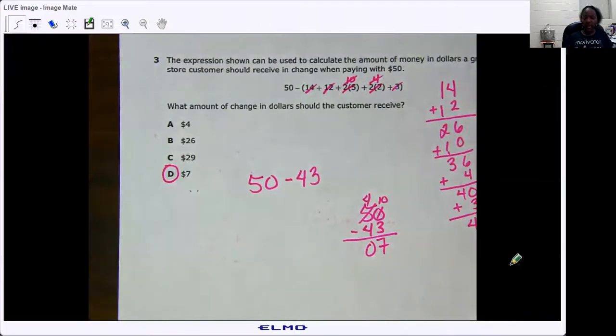All right, ladies and gentlemen, that was our review on adding, subtracting, multiplying, and dividing integers.